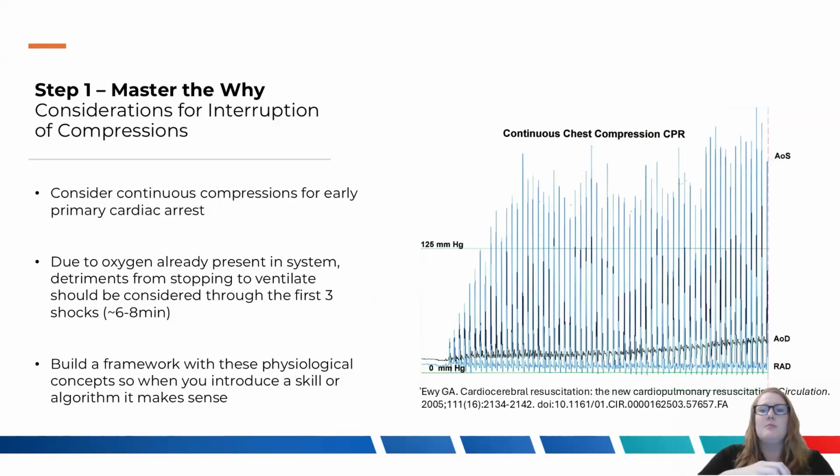So this is why I think it's so important that we build this foundation of the types of cardiac arrest and what's going on in the body, what ventilations do and do well and don't do well. So that when we talk about primary cardiac arrest and early primary cardiac arrest, that blood is full of oxygen. Let's use it. Let's not stop our compressions. The generally accepted time frame is through the first three shocks, which can be a 6 to 8 minute time window of continuous compressions, and get the AED on them and get them shocked, but just continuing those compressions.